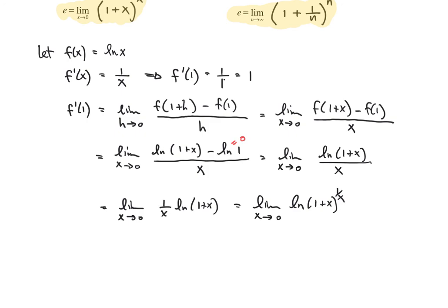Okay, so let's put this all together. On the one hand, we started off with f prime of 1, and we already calculated that f prime of 1 is equal to 1. So this implies 1 is equal to, after doing all of our calculations, the limit as x goes to 0 of natural log of 1 plus x to the 1 over x. So let's write that on the right-hand side. At this point, we're going to raise both sides by e.